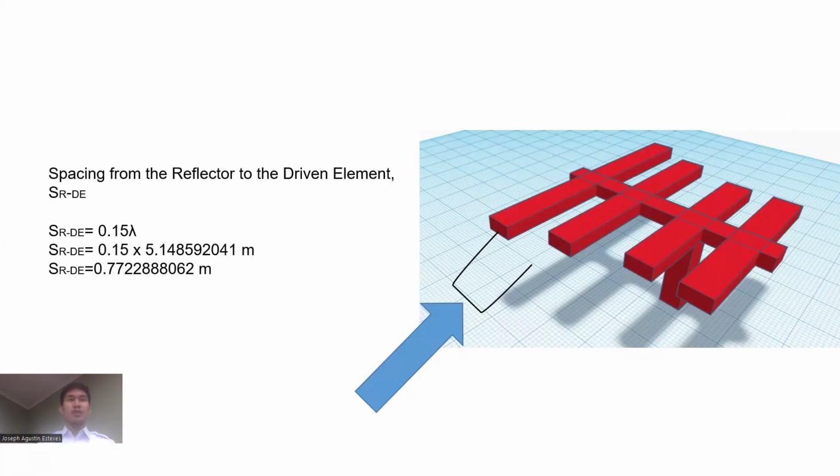The continuation of our dipole antenna design: spacing from the reflector to the driven element, SR to driven element, equals 0.15 lambda. 0.15 lambda times 5.148592041 meters. And the answer is 0.7722888062 meters.